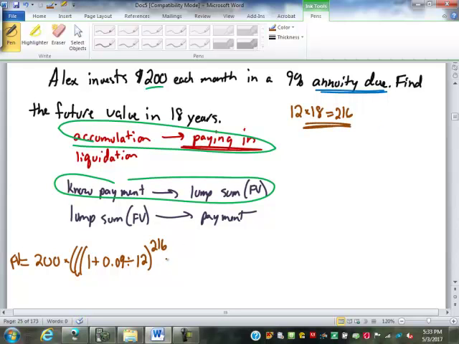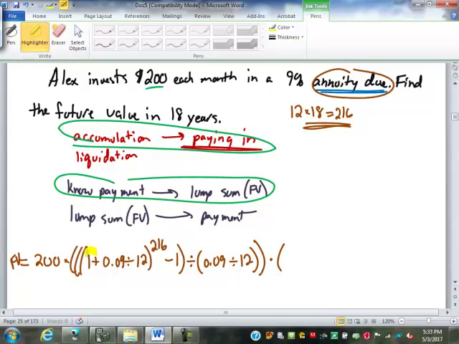Then what? Subtract 1. We'll close the parentheses and then divide by, open the parentheses, divide by 12, and then we close them twice. But now this is where the annuity due comes in. Now that we've done that, we're going to multiply by this initial factor. So 1 plus 0.09 divided by 12.